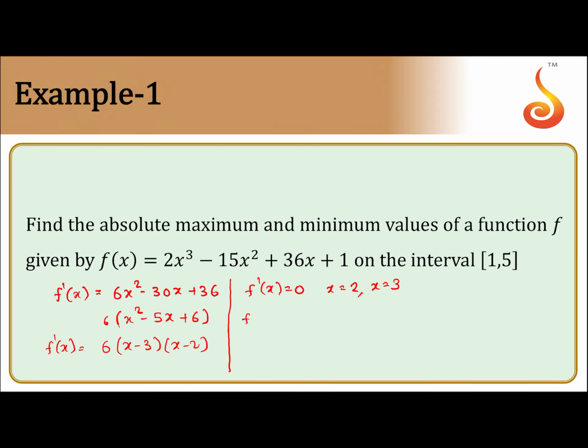Now what is f(1)? First we calculate f(1). f(1) will give you 2 - 15 + 36 + 1. Similarly, we calculate f(2), f(3), and then f(5). Let us observe what happens. This is 2 - 15 + 36 + 1, which gives you 24. So f(1) = 24.